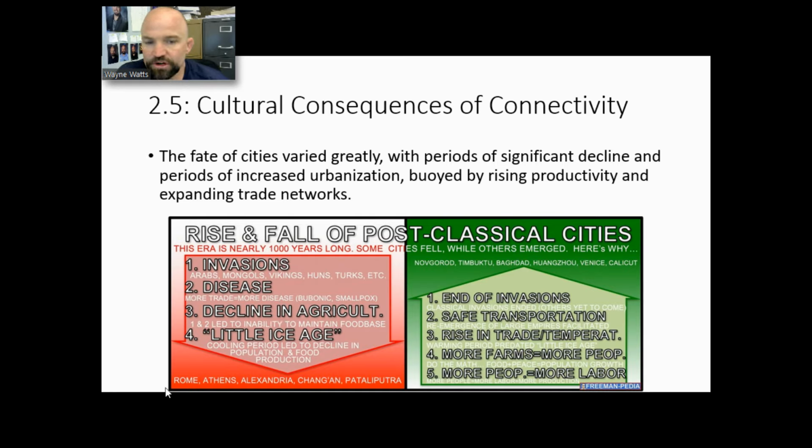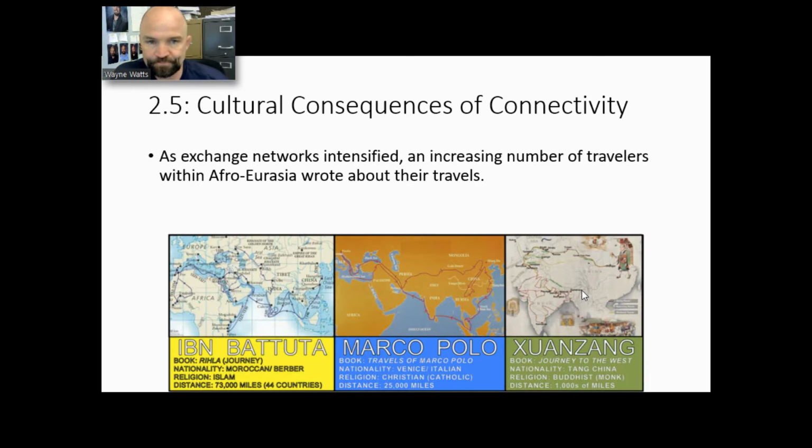Some of those cities were Rome, Athens, Alexandria, cities that had been more important in the classical era, in China, Chang'an, in South Asia, Pataliputra. Cities, though, that became important were Novgorod, one of the first Russian cities, Timbuktu in West Africa, Baghdad in the Middle East, the capital of the Abbasid Caliphate until they were smashed by the Mongols in 1258, Hangzhou in China, Venice in the Mediterranean basin, or Calicut on the western coast of India.